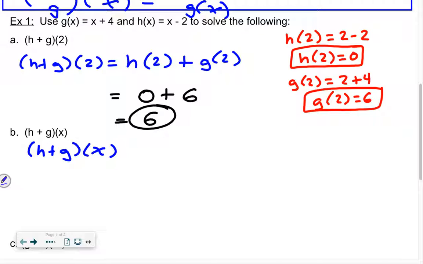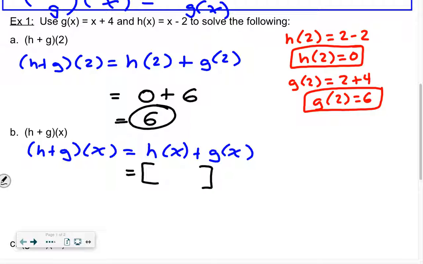Well, h plus g of x simply means, if we go back to our definition before, that is h of x plus g of x. But are they asking us to solve for a particular value? No. Okay? So now we don't have to do any scratch work off to the side. But instead, we're simply going to plug in the expression of whatever h of x was. So let's go back.